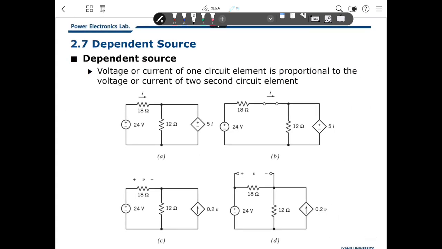Next, we will think about the dependent source. You need to figure out the dependent, not independent. What is dependent? Dependent means the value is affected by the other values. The voltage or current of one circuit element is proportional to the voltage or current of a second circuit element. This is an example of the dependent source. It could be a voltage source or it could be a current source.